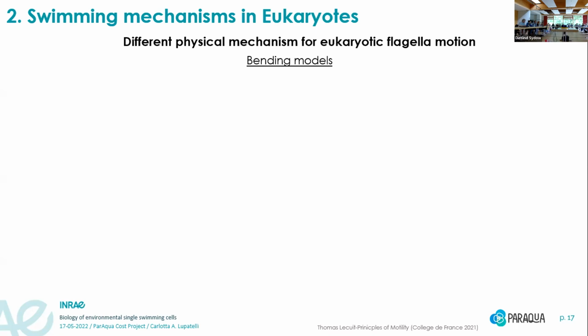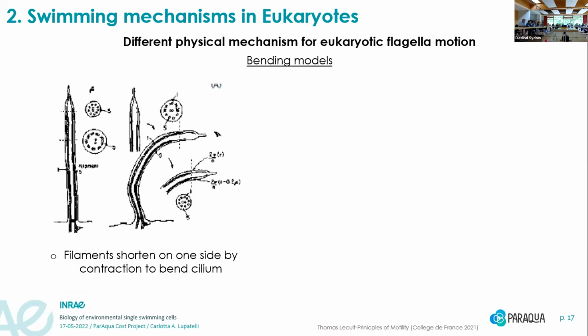Among the first models that have been proposed, we find the bending models. The first bending model is the contraction bending model. In this case, the flagella bend, and the bending of the flagella is caused by contraction. And contraction is caused by the fact that each filament is able to shorten on one side, and it's called the contraction.